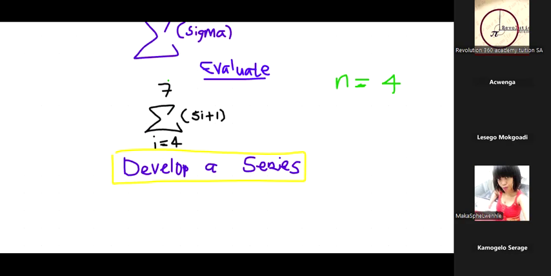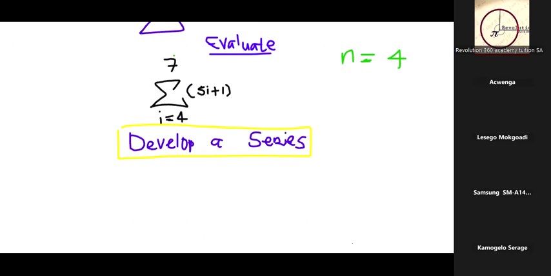When I speak about a series, remember I told you the difference between a series and a sequence. A sequence must have commas in between, and a series must have plus signs. When I say you develop a series, always start with what you're given. So that is i equals 4, and then you'll have i equals 5 again.